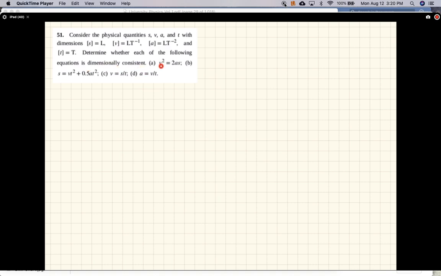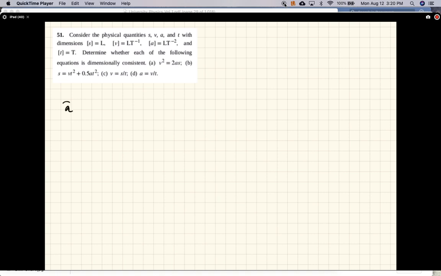So if an equation is dimensionally consistent, it has to have the same dimensions on the left hand side as on the right hand side. Now an equation, even with it being dimensionally consistent, can still be wrong because you could have any constant there, which would preserve its dimensional consistency.